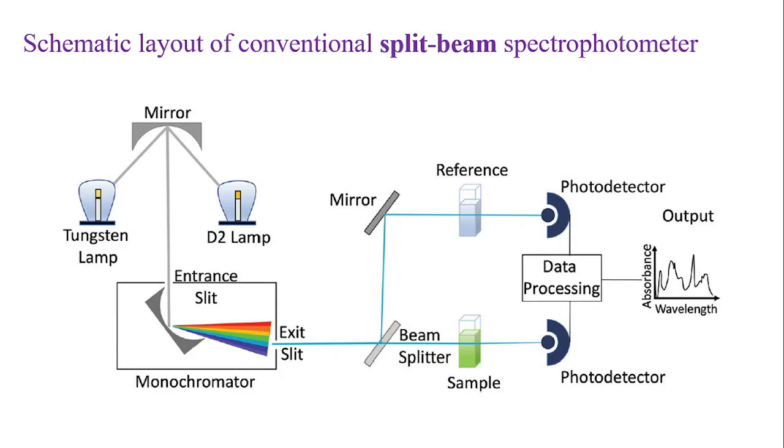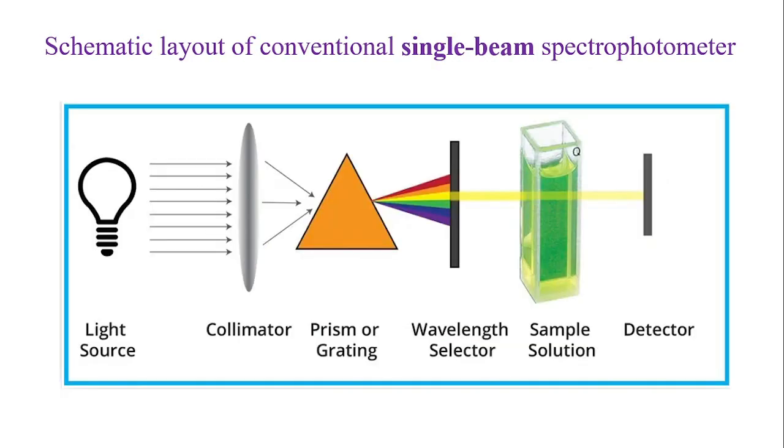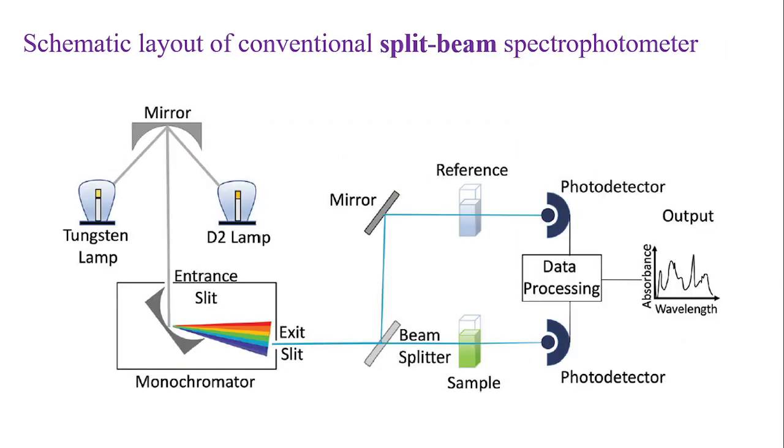That was the single beam spectrophotometer, and this is the layout of the split beam spectrophotometer. The main difference between these two spectrophotometers is that in the split beam spectrophotometer there is a beam splitter present, and in the single beam spectrophotometer there is no beam splitter. As you can see, in the single beam spectrophotometer, all the light that falls on the wavelength selector falls on the sample solution, but in split beam, that light is split into two intensities.